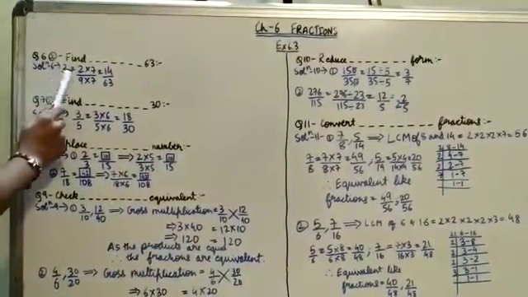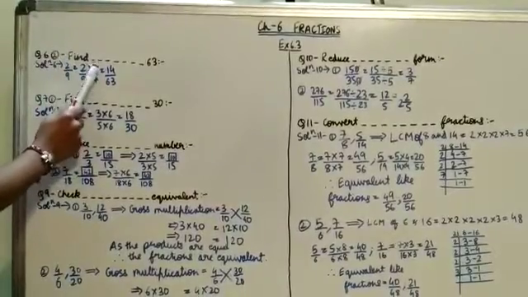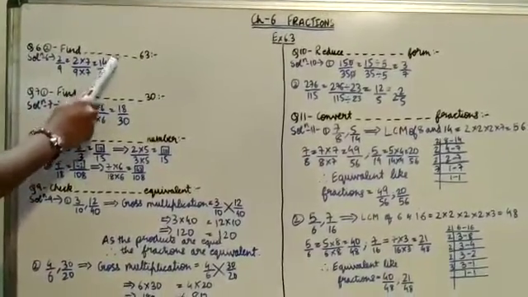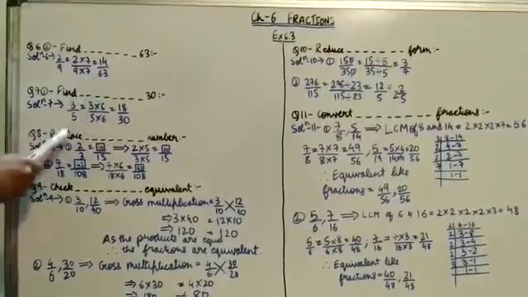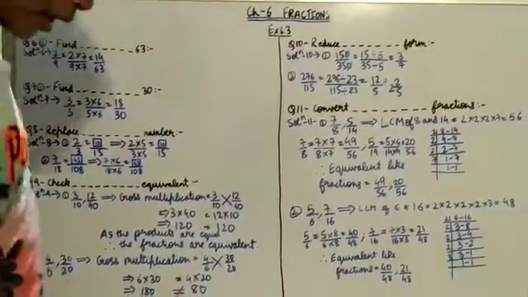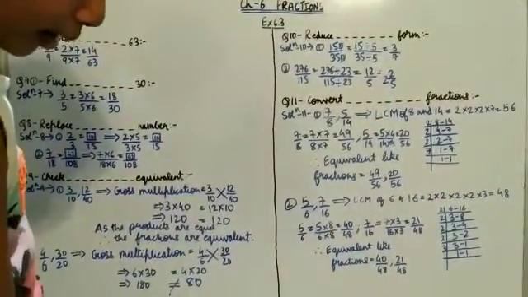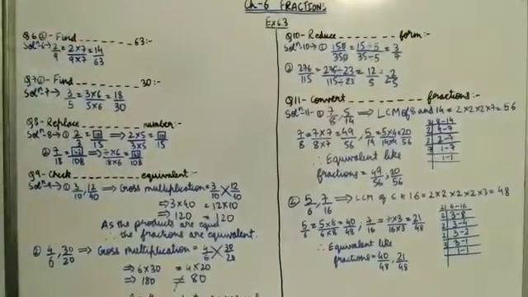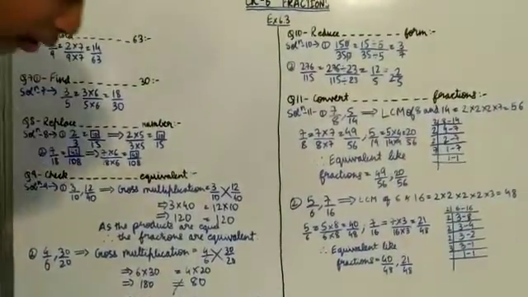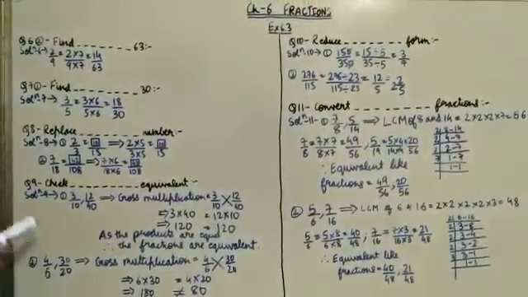Then you have to multiply 2 upon 9 with 7 upon 7. When you multiply, you will get the answer 14 upon 63. So 14 upon 63 is the equivalent fraction of 2 upon 9 with denominator 63. The first one you can try.